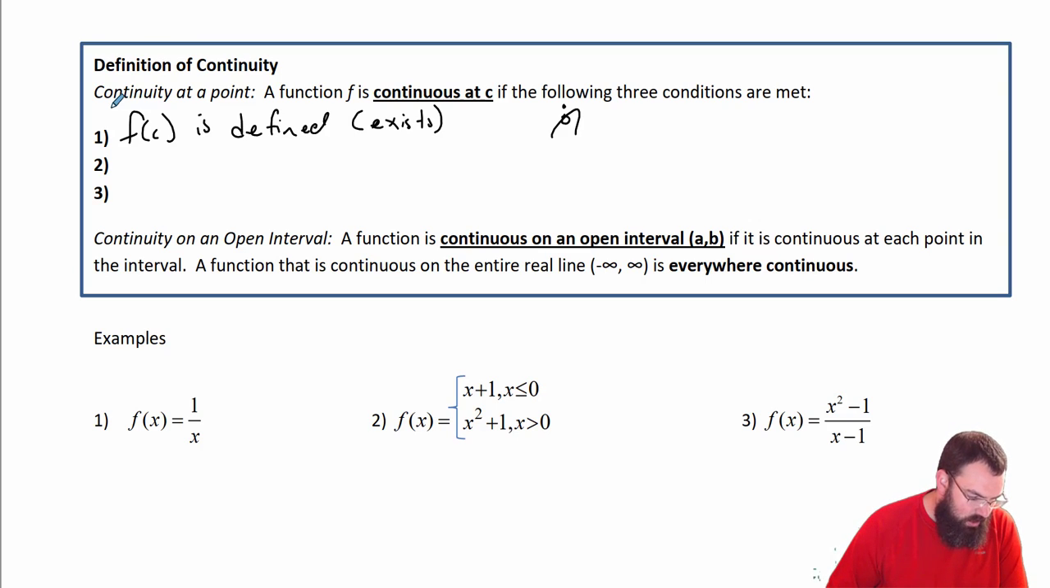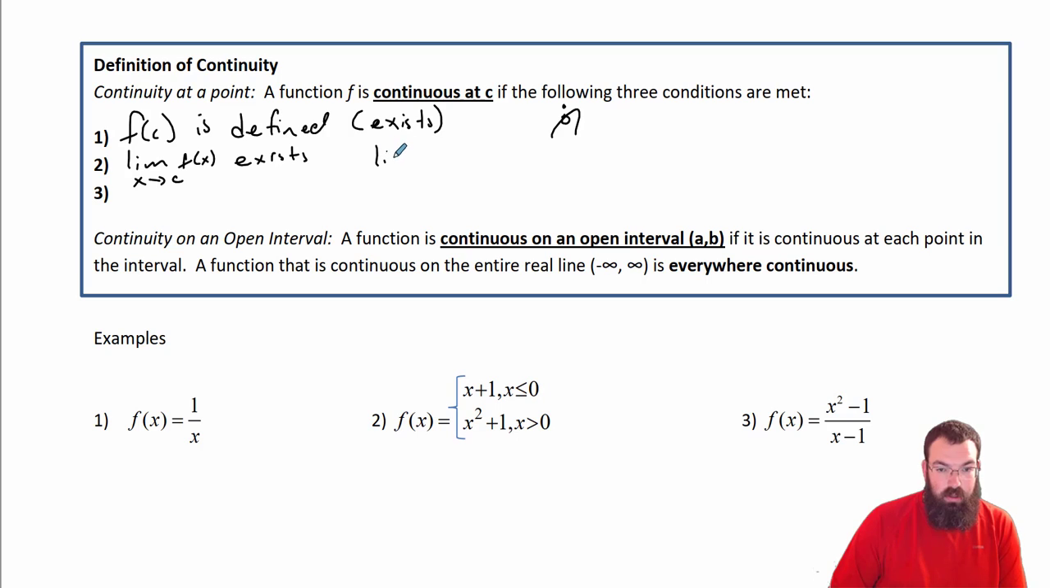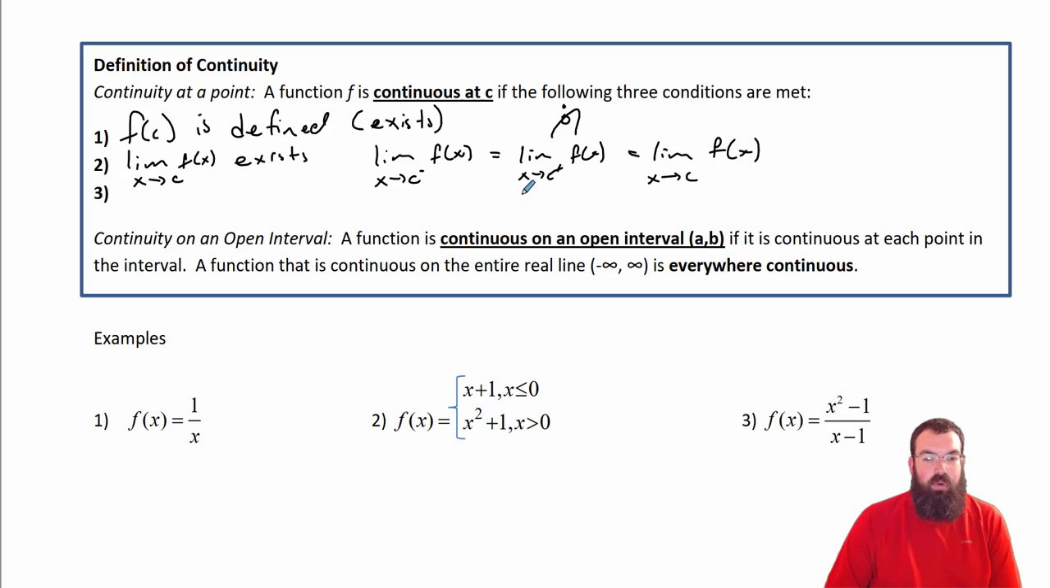Number 2, the limit of f of x as x approaches c exists. Last year we talked about the limit as x approaches c from the left of f of x equals the limit as x approaches c from the right of f of x, which equals the limit as x approaches c from both sides. So the left has to equal the right, and because those 2 are equal, it equals the limit from both sides. That's all this is saying. I just cleaned it up a little bit.